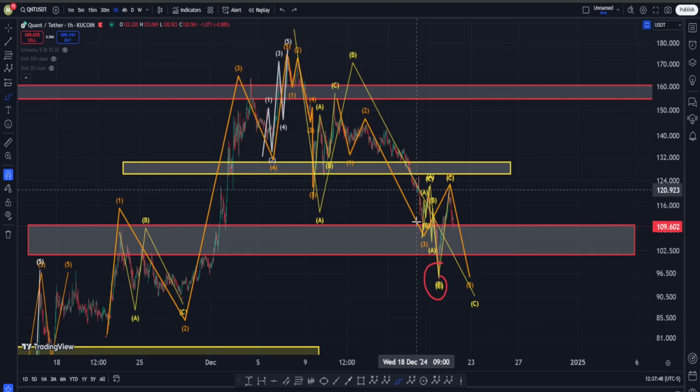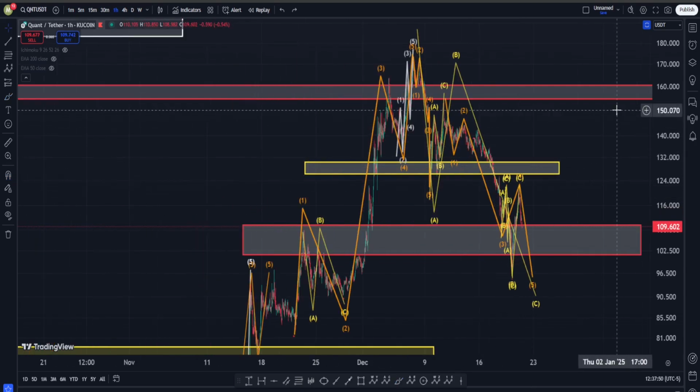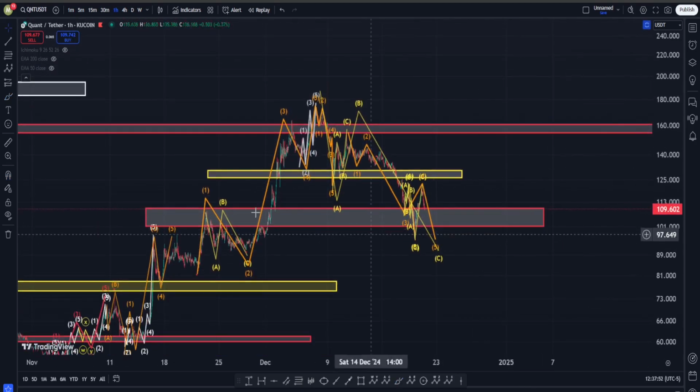So from my point of view, I believe in quant, we are definitely having a very solid bullish setup. And this move down is just a correction and there is nothing to be worried about. And I hope I explained everything well and you understood what is going on in QNT's chart.